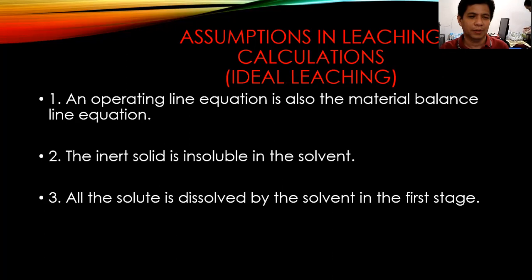Okay. So second assumption is the inert solid is insoluble in the solvent. So pag sinabi ng problem na 30% is inert solid sa feed, hanggang dun sa last stage, you will have the same amount. So hindi talaga siya matutunaw dun sa solvent. Of course, alam niyo na naman na sa leaching, may probability na sasama talaga yung solid dun sa solvent kahit hindi siya na-dissolve. Kumbaga may probability na mag-overflow. Halimbawa, lalo na pag medyo mababa yung density, magpo-float siya. May tendency talagang ganun. So, sa ideal leaching, i-assume natin, negligible yun, or wala talaga.